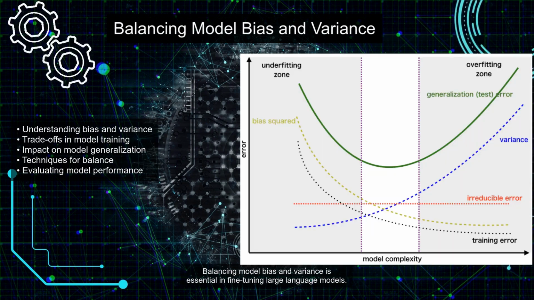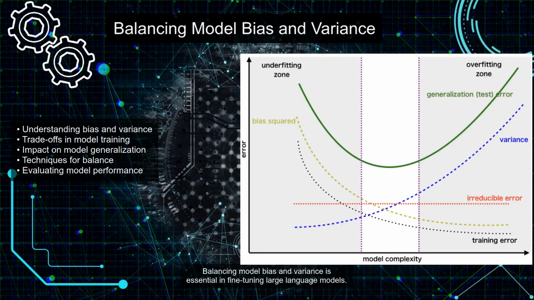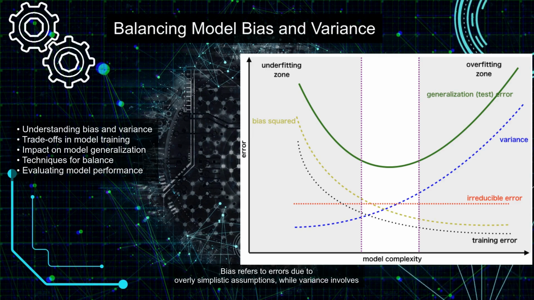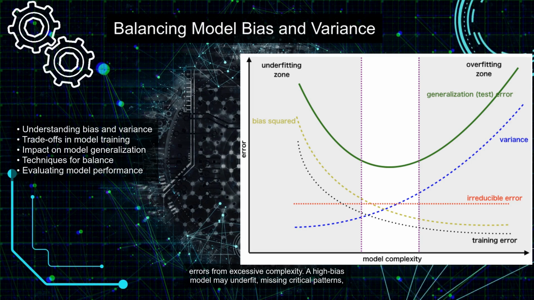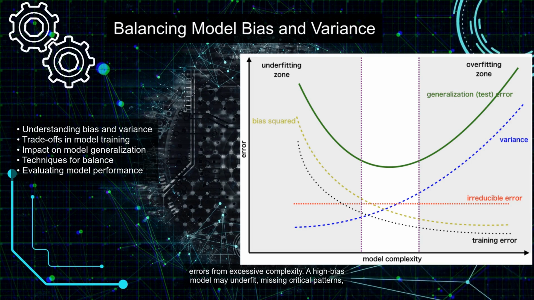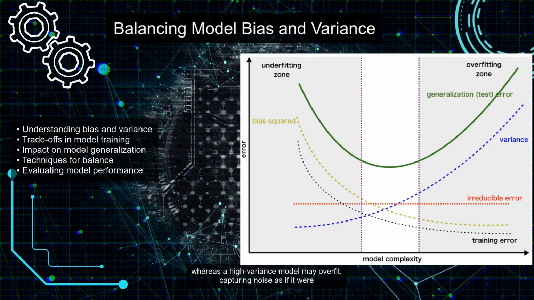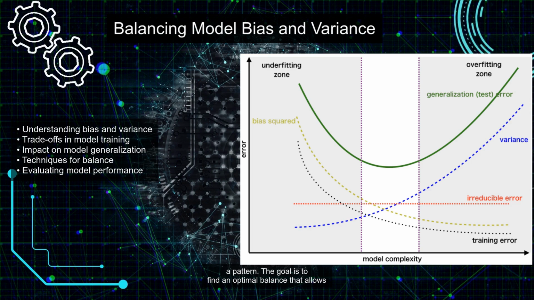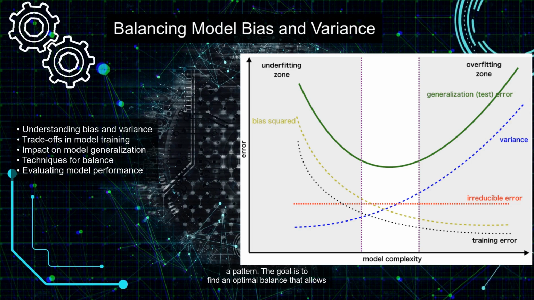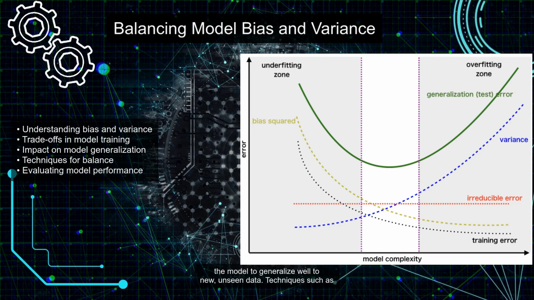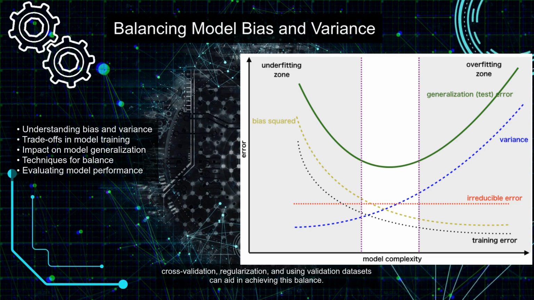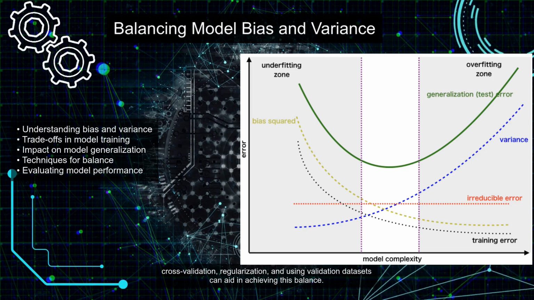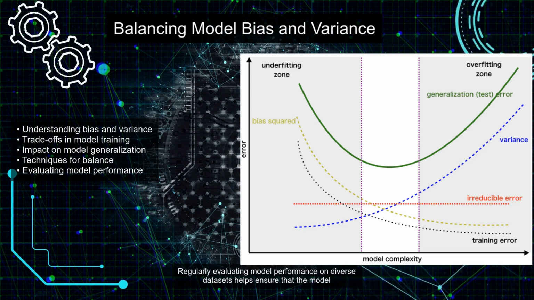Balancing model bias and variance is essential in fine-tuning large language models. Bias refers to errors due to overly simplistic assumptions, while variance involves errors from excessive complexity. A high bias model may underfit, missing critical patterns, whereas a high variance model may overfit, capturing noise as if it were a pattern. The goal is to find an optimal balance that allows the model to generalize well to new, unseen data. Techniques such as cross-validation, regularization, and using validation datasets can aid in achieving this balance.